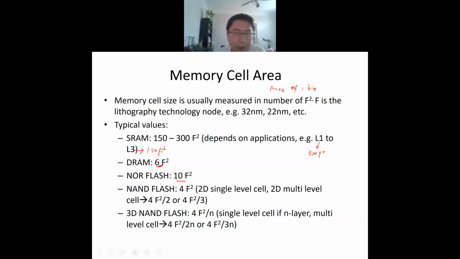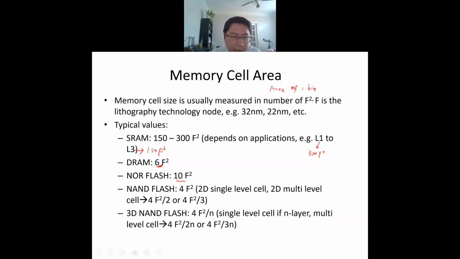So in the flash technology, actually there are 2 types. One is called NOR flash, one is called NAND flash. And NOR flash is less common, but you can find it in, for example, the microcontroller. So if you are familiar with microcontroller hardware, if you look at the specs in the microcontroller, you have a few megabytes embedded data storage to store your code. Then you will see this NOR flash used in the microcontroller. And the NOR flash is about 10 f squared.